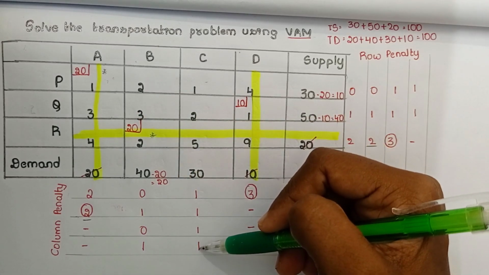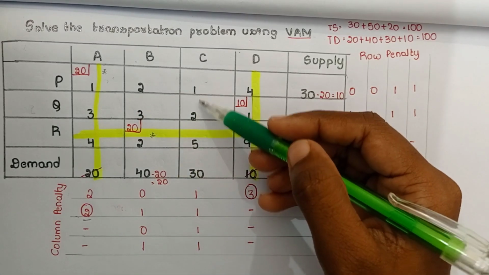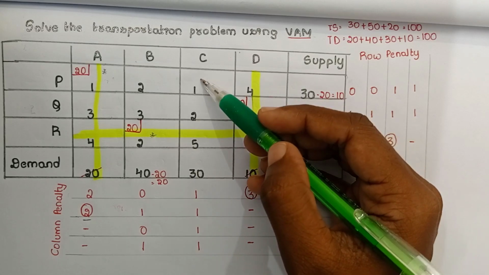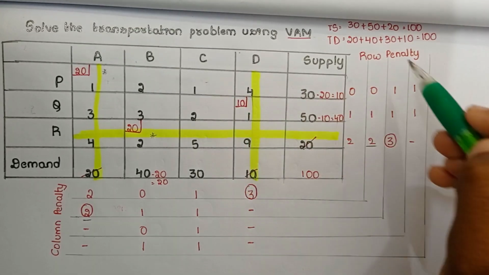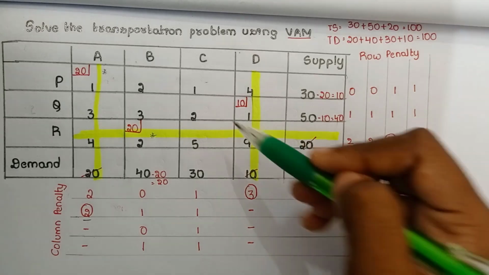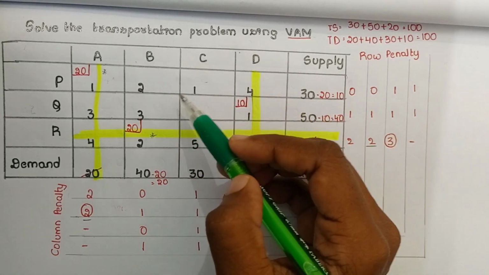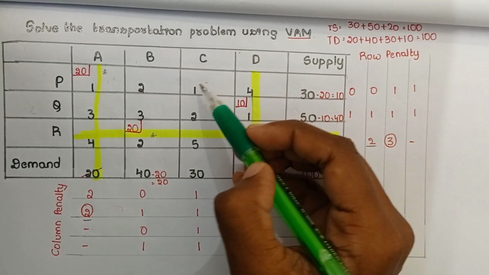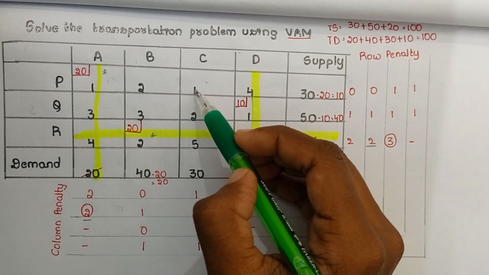So when I consider this one, again we will get the value 1 and 2. So among this, the least value is 1. So by considering all the values, the most least value among this will be 1. So I will select this 1 for allocation.